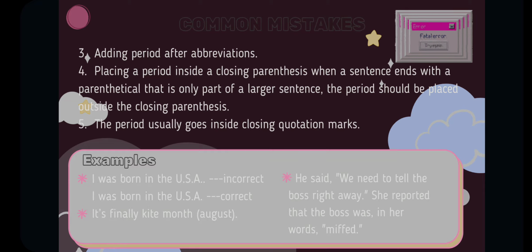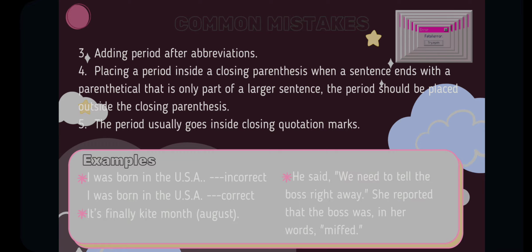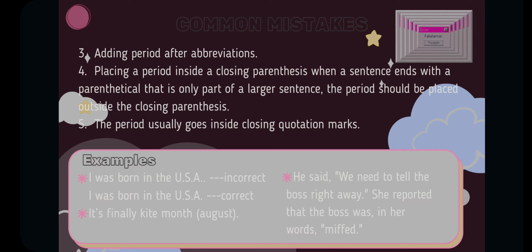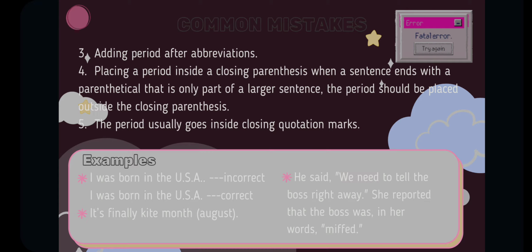Another mistake is adding a period after abbreviations. For example, I was born in the USA. There's no need to add another period after the period of the abbreviation. The fourth mistake is placing a period inside a closing parenthesis when a sentence ends with a parenthetical that is only part of a larger sentence. The period should be placed outside the closing parenthesis. For example, it's finally cat month (August).